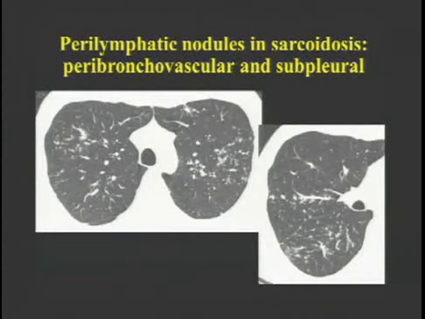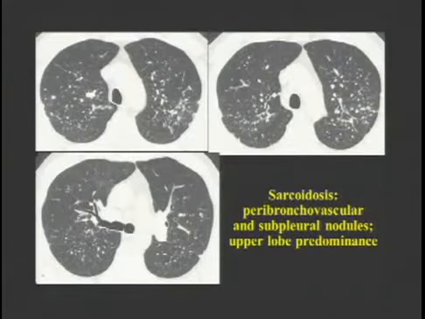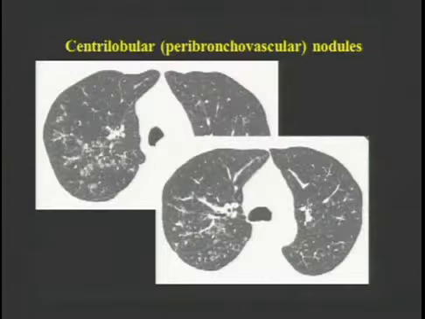Now here are some more examples of perilymphatic nodules in sarcoid, peri-bronchovascular and subpleural nodules. Those arrows are pointing at nodules in relation to central bronchi and vessels. And here, nodules at the pleural surface adjacent to the fissure. So patchy nodules, peri-bronchovascular and subpleural, typical perilymphatic, typical of sarcoid. Sarcoid with peri-bronchovascular and subpleural nodules with an upper lobe predominance. Again, upper lobe predominance is quite typical of sarcoidosis.